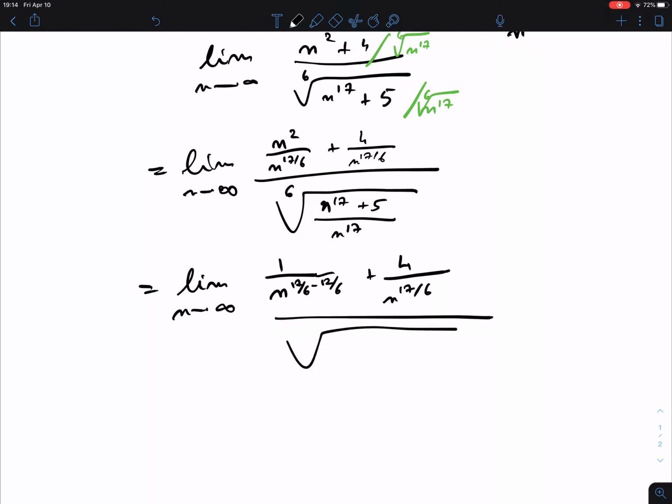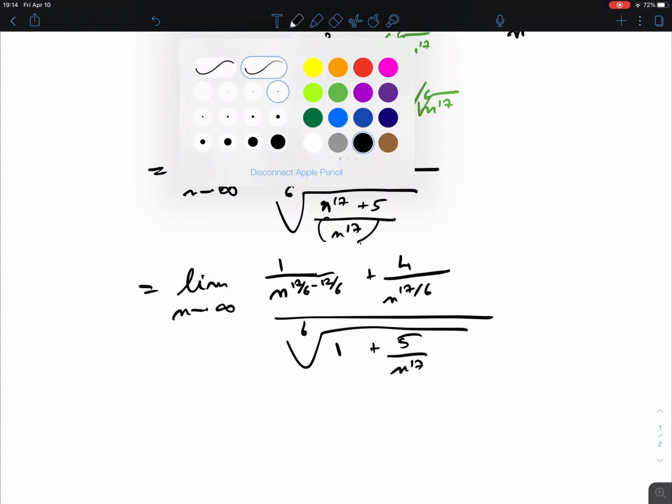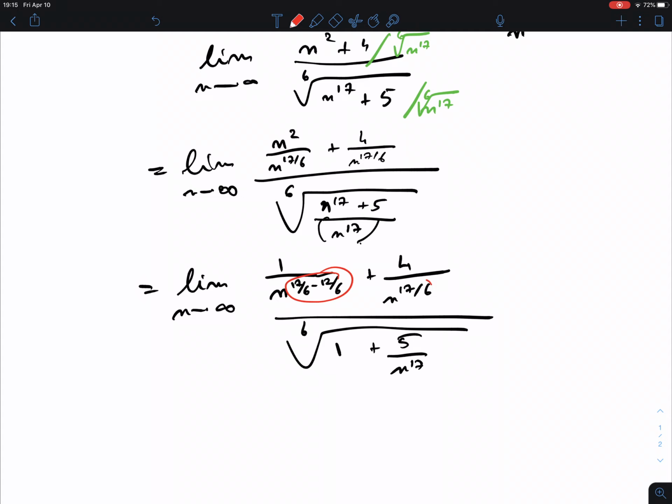And in the bottom, just see what we get: 1 when divided here, but we also have to divide there, 5 over n to the 17th. My point that I was making all the time is that we have n to a positive power. These are positive powers, each of them.